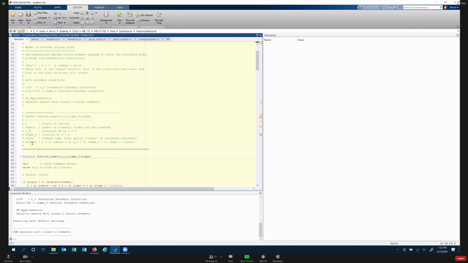We're defining that. Element type: this was initially coded as linear only, but I've since modified it so that we can put in a quadratic. And then these are some defaults that I had hard coded for trying things out. L equals 3, number of elements is 3, bound displacement at the fixed end was 0, stress at the free end was 1, and linear type. But I broke this up into different functions to call these things in.